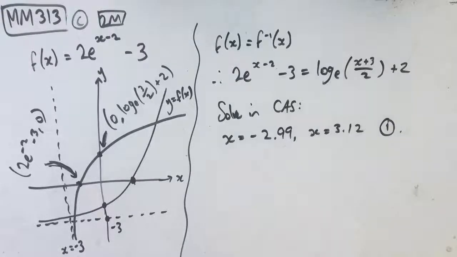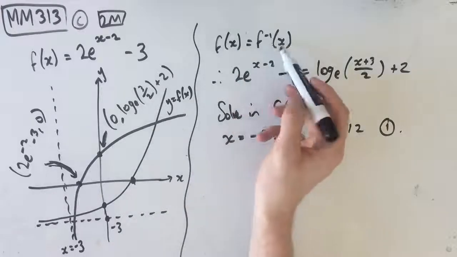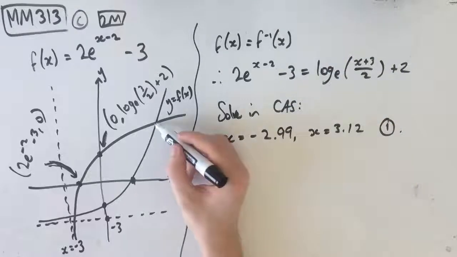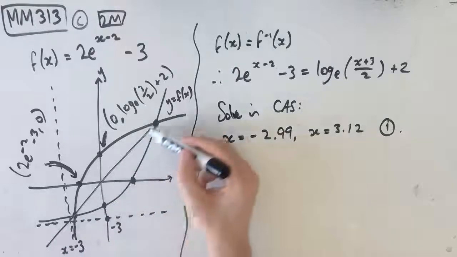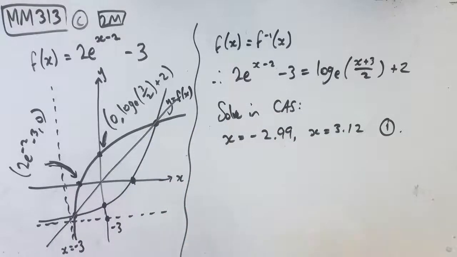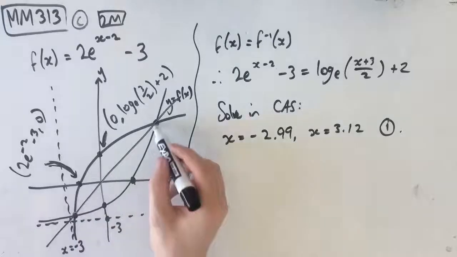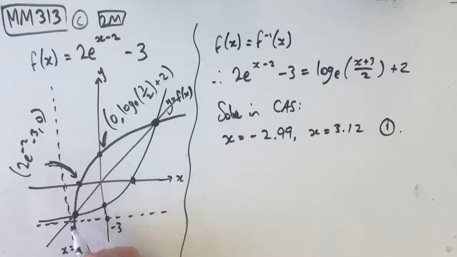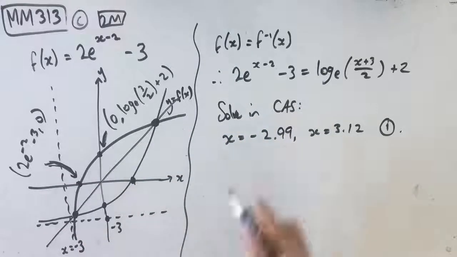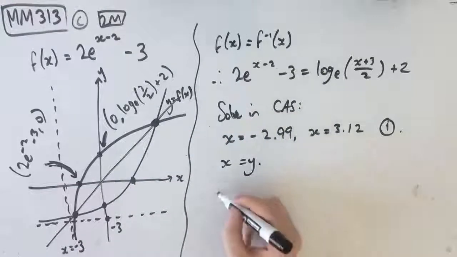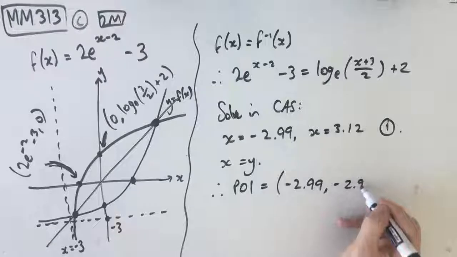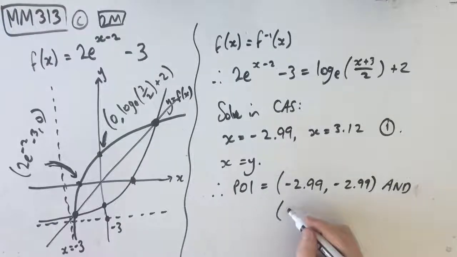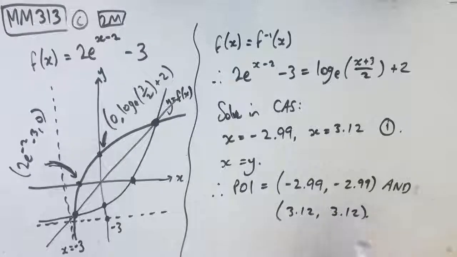That's our first mark. So our first mark comes when we find our x values. Now, because these are the points of intersection between our original and our inverse, these points here are going to go through our y equals x line. Okay, so our line that goes up like this. That's actually a really good sketch. Which means that our x value and our y value at these 2 points are going to be identical, okay? Because they must cross this y equals x axis. So x equals y. Therefore, our points of intersection are (negative 2.99, negative 2.99) and (3.12, 3.12). That's our second mark.